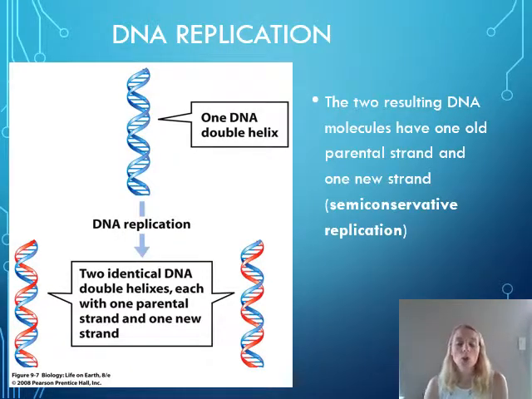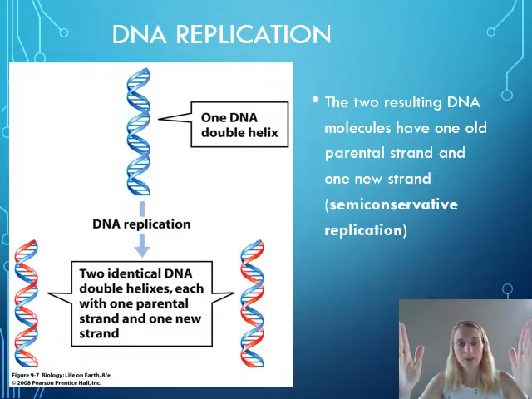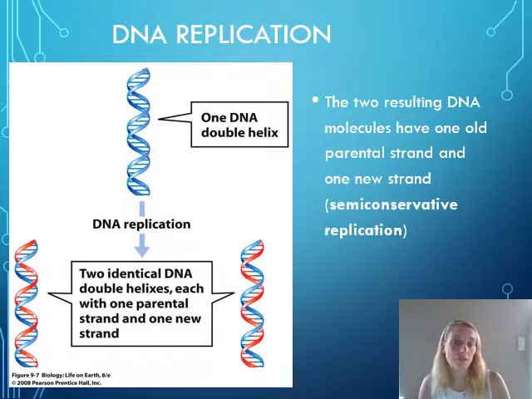Okay, so there is a term that describes how this process happens, where you start with one parent strand, you unzip it, you separate it, and each parent strand serves as a template for a new daughter strand. So basically, your daughter strands are identical, with one half being old and one half being new. This is called semi-conservative replication. Semi kind of means half, and conservative means we have half old and half new.